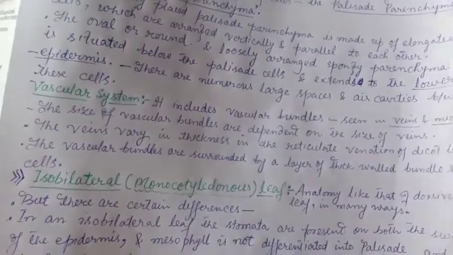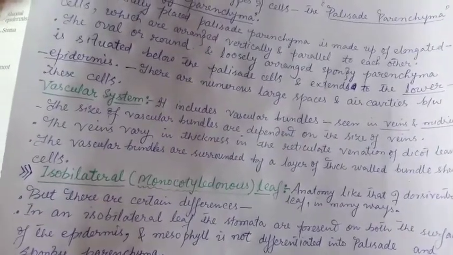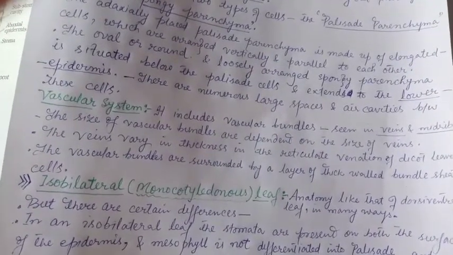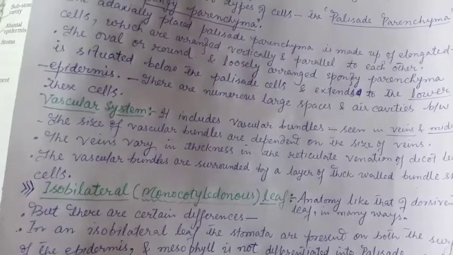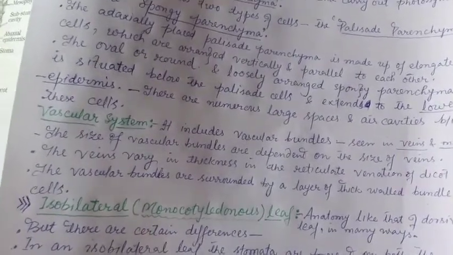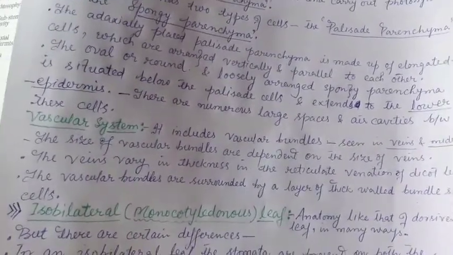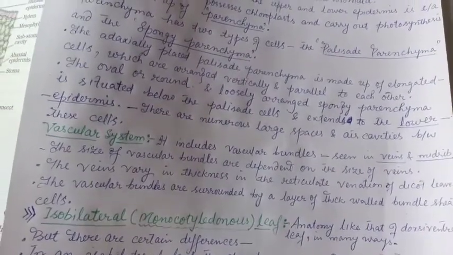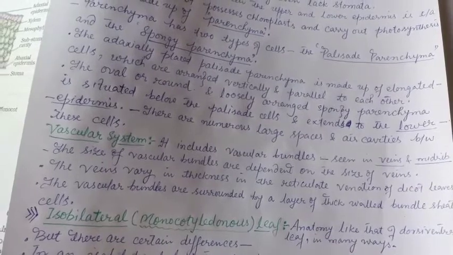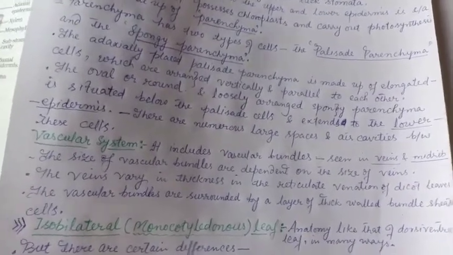And now the vascular system. It includes vascular bundles seen in veins and especially the midrib. The size of the vascular bundles depends on the size of the veins. That is, the greater the size of the vein, the more elaborate and larger the vascular bundles will be. The veins vary in thickness in the reticulate venation of dicot leaves, and the vascular bundles are surrounded by a layer of thick-walled bundle sheath cells.